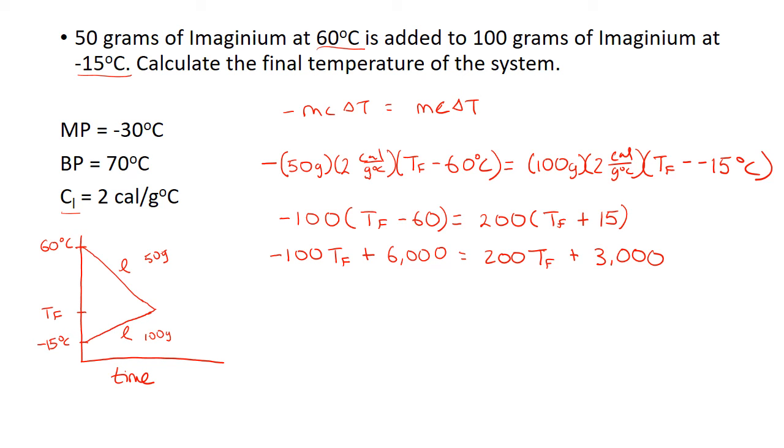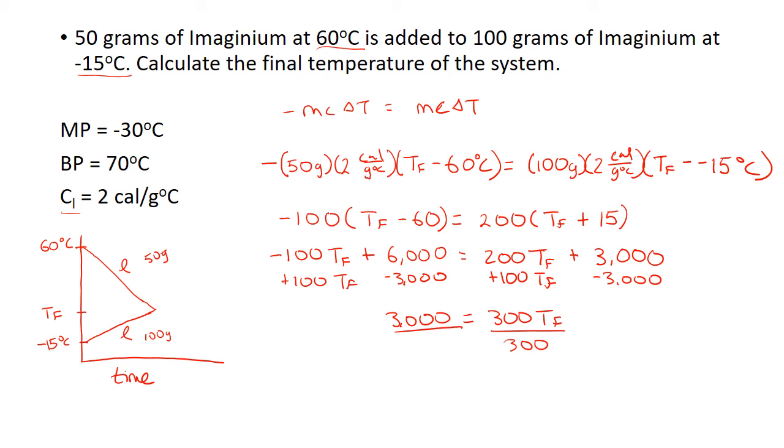Next, we're going to group like terms. I would like to get this negative out of here, so I'm going to add it to the other side. And then I'll get this over to the other side, subtract it. So now we've got 6,000 minus 3,000 over here is 3,000. And then we've got 300 TF. And so our TF should be 10 degrees Celsius.